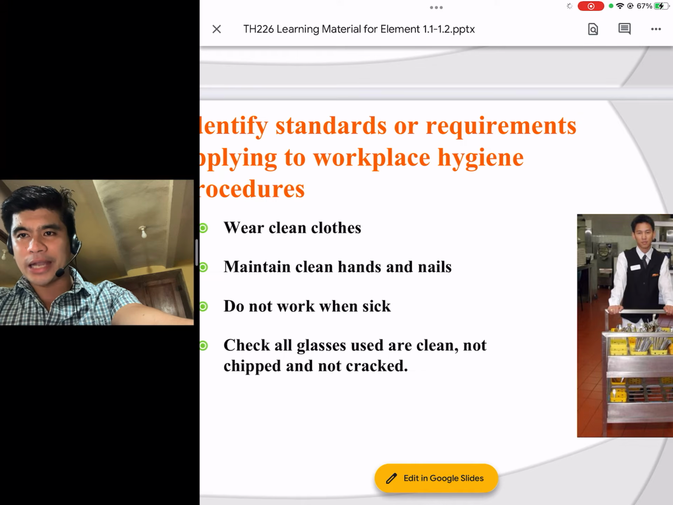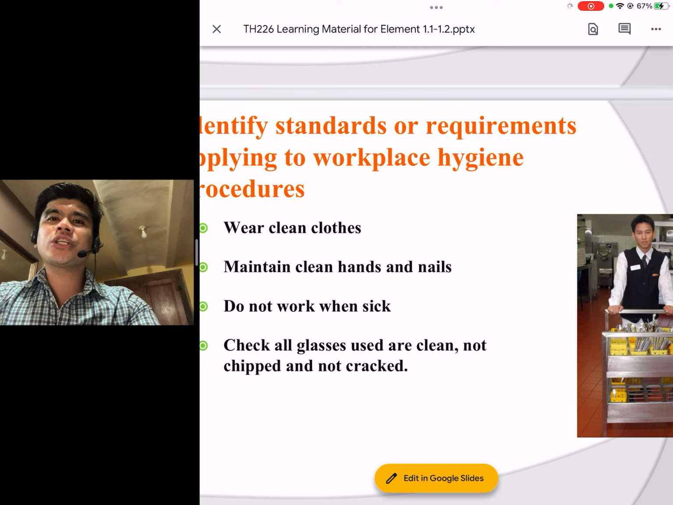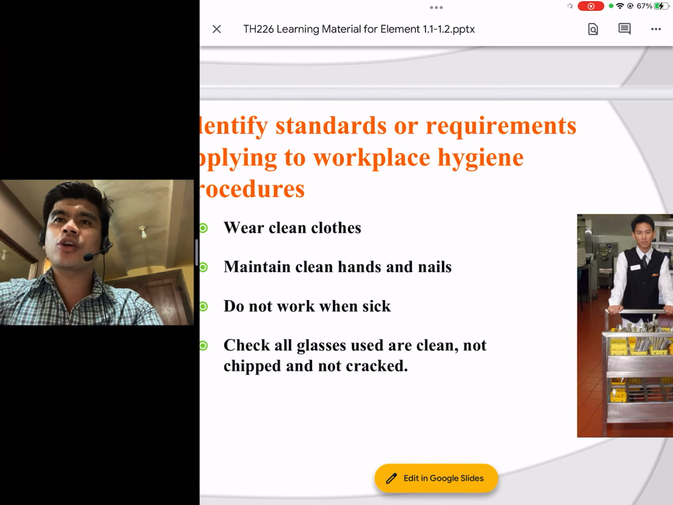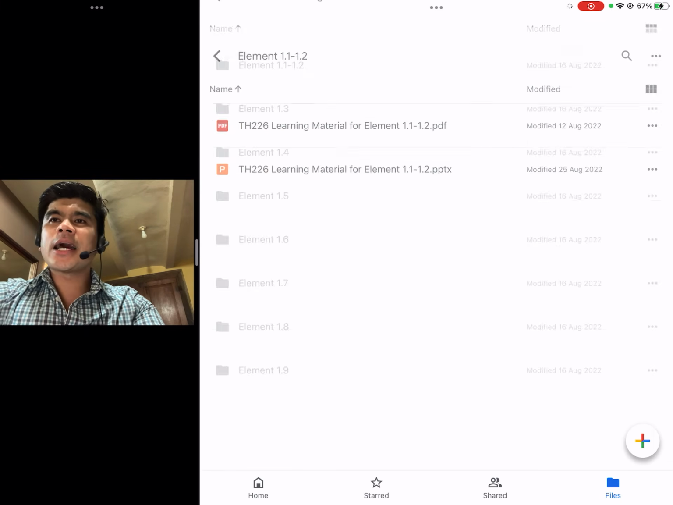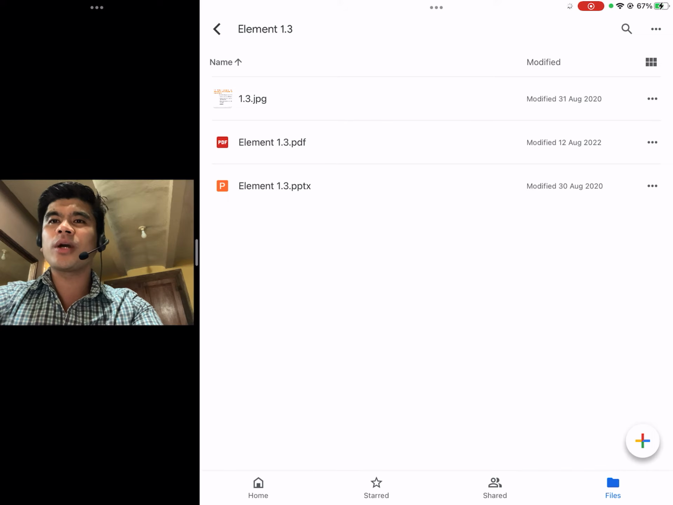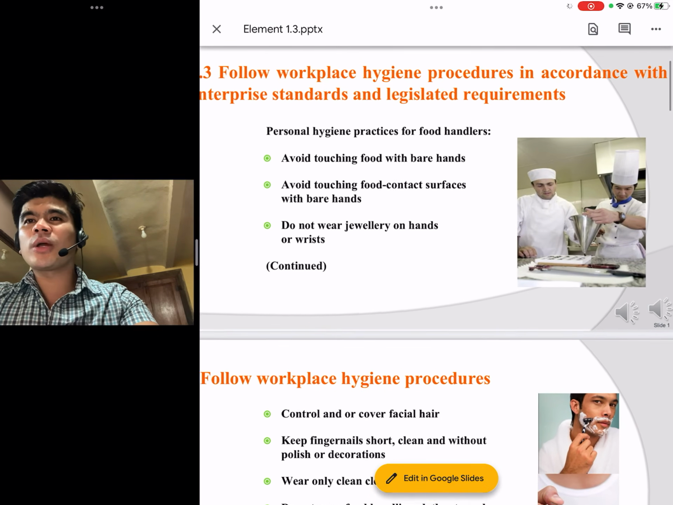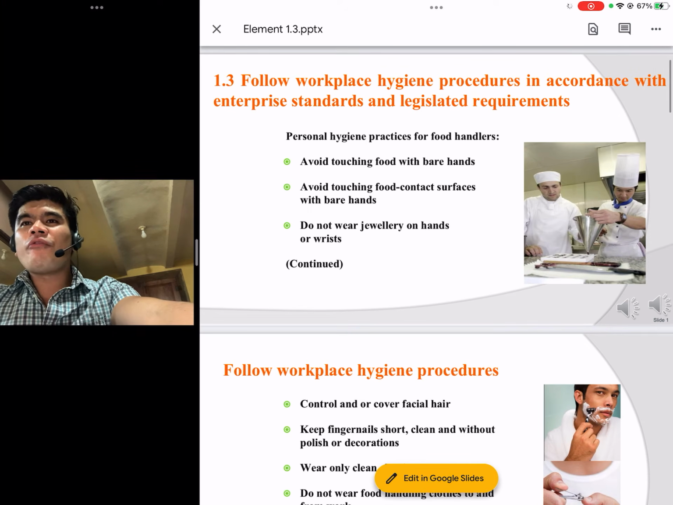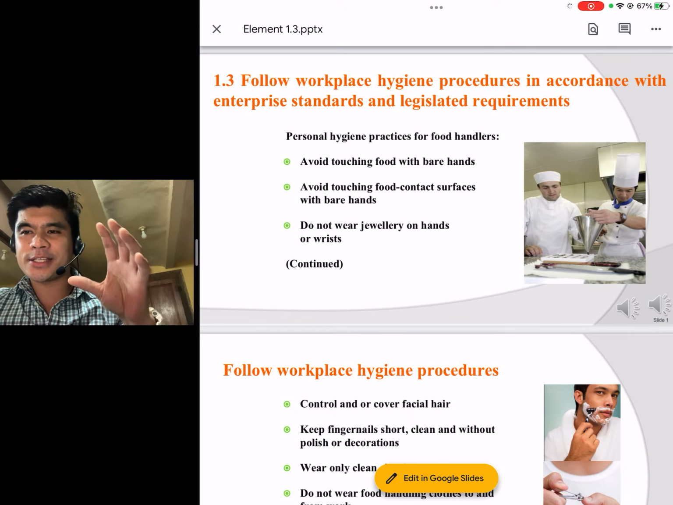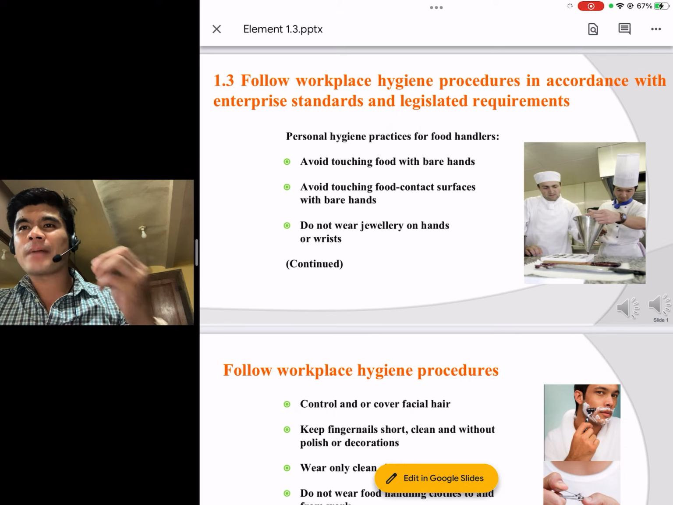And check all glasses. All glasses are cleaned. Be able to check the glasses if there are any cuts, because that could be dangerous for the guest. That ends element 1.2. We're going to be moving on to element 1.3. Element 1.3, follow workplace hygiene procedures. So basically, this is the continuation in a broader version of the hygiene procedure.